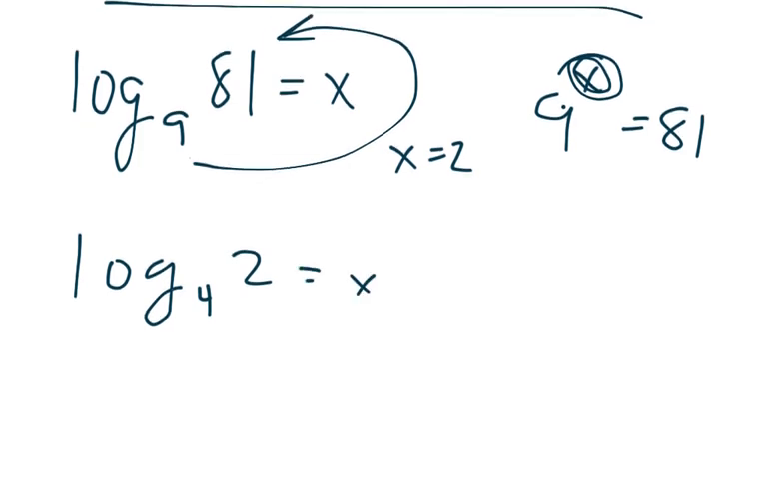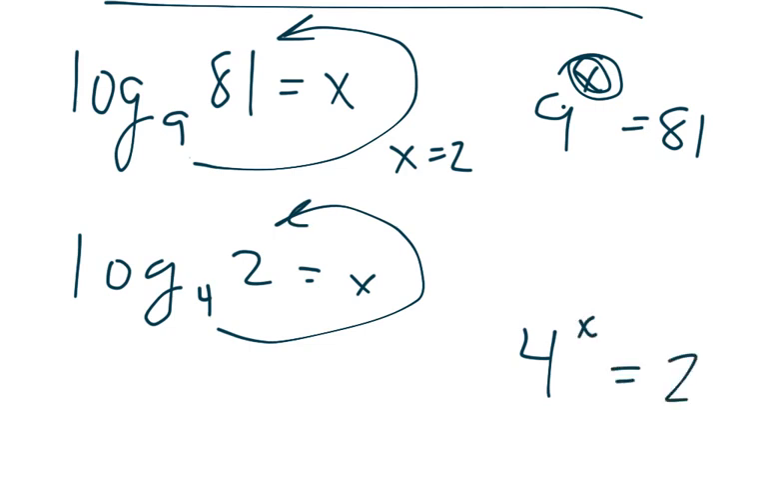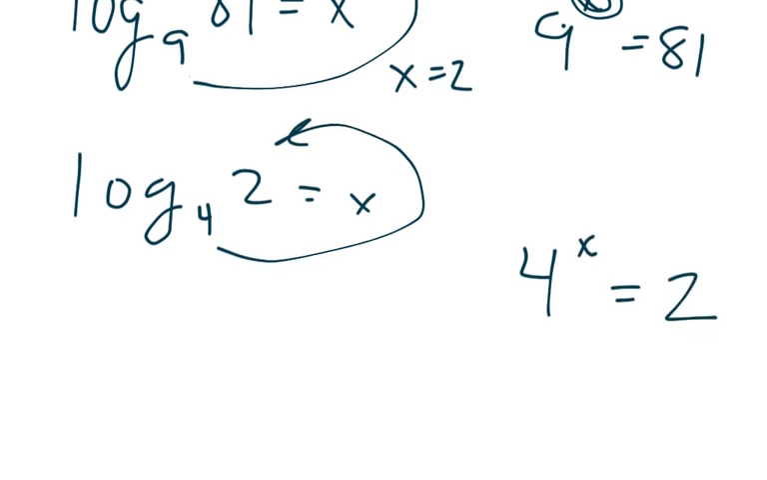Same thing here. Circle the wagons: 4 to the x equals 2. Well, what do you have to do to 4 to get to 2? You have to take the square root, right? And so that's a 1/2 power. And so x equals 1/2. So you can solve these without calculators by using what you know about logarithmic and exponential.